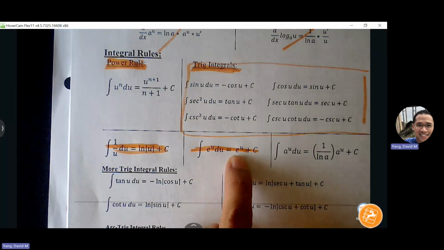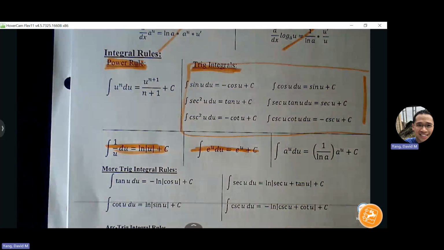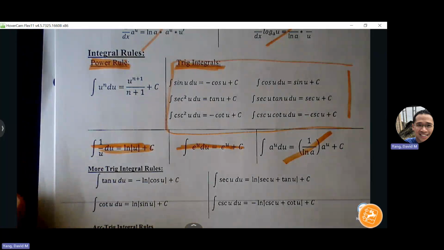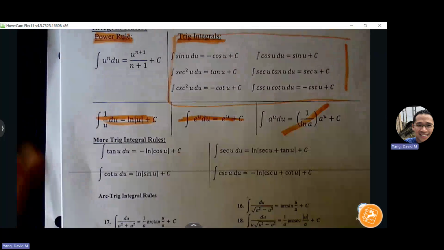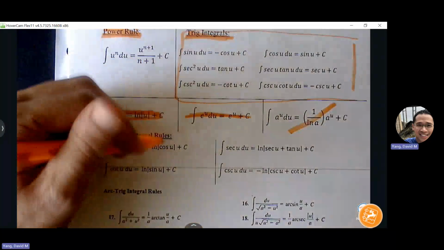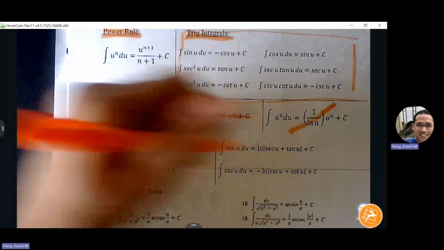But in u substitution, we do have to make sure that our x's cancel out, we keep track of our coefficients, but ultimately the rule is not changing. I'm not going to have us worry about the a to the u rule. We can take that out. There are trig integral rules involving natural log. I'm not going to focus on that on the test, so take those out.